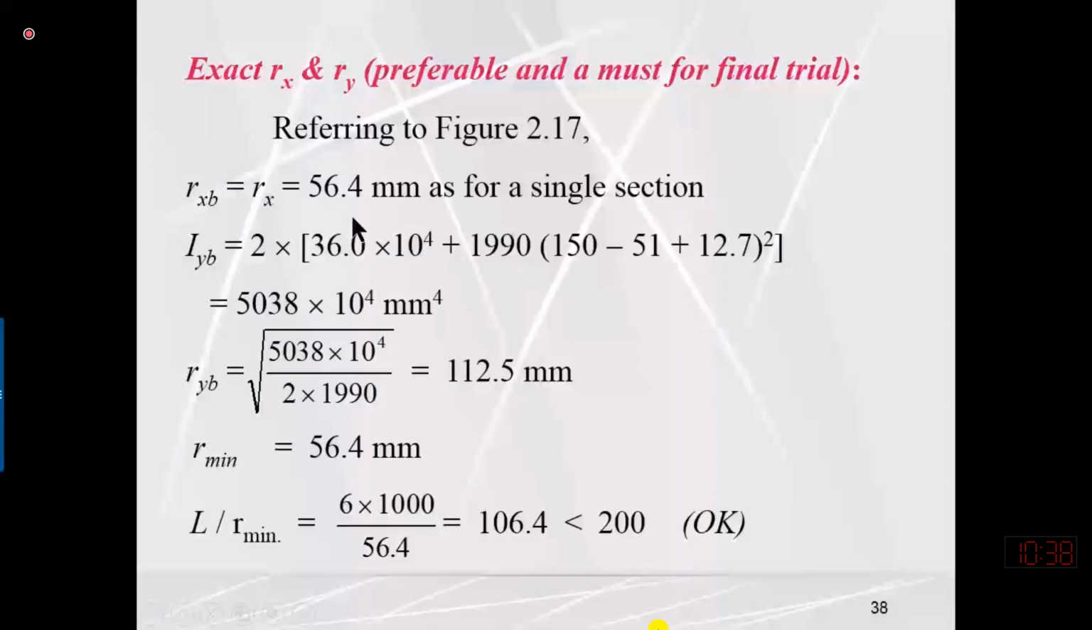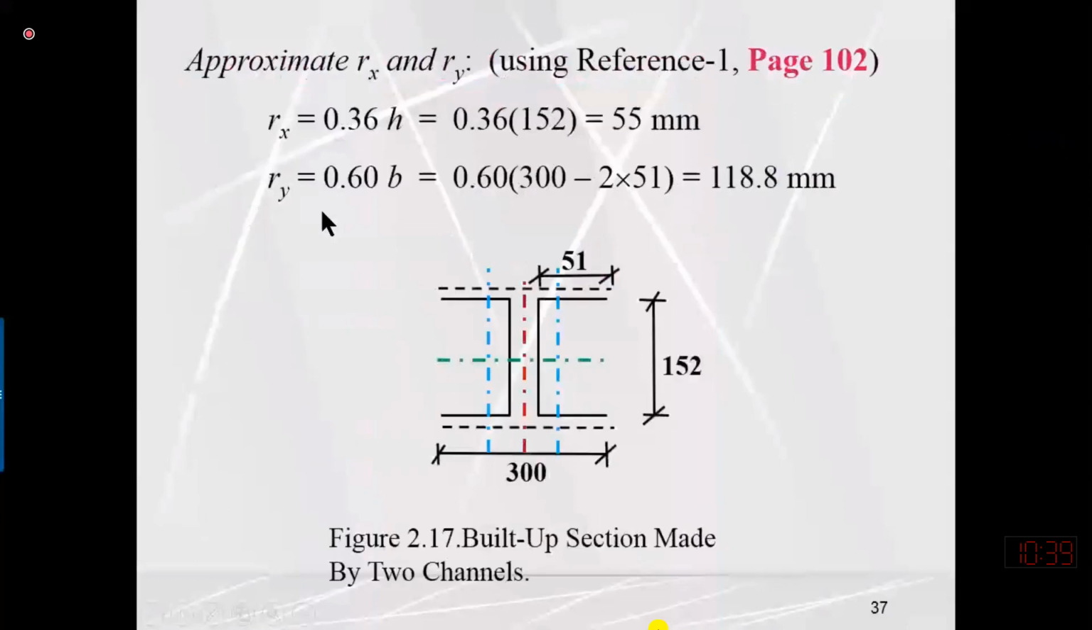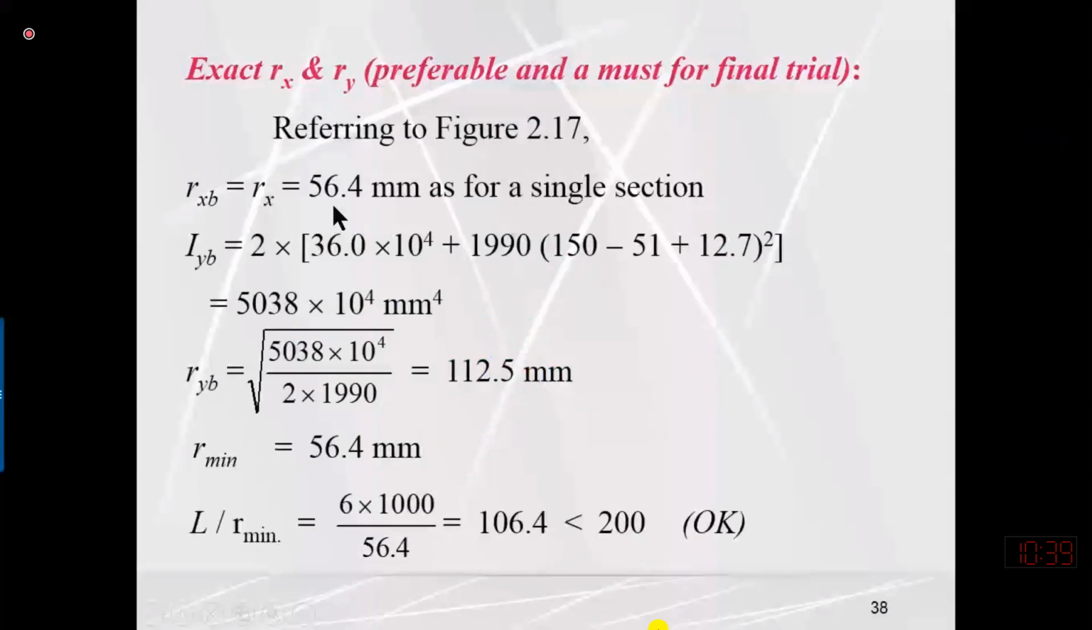So Rx actual value for the built-up section is equal to Rx of the single channel. Exact value is 56.4 and approximate value is 55. So then directly use 56.4.